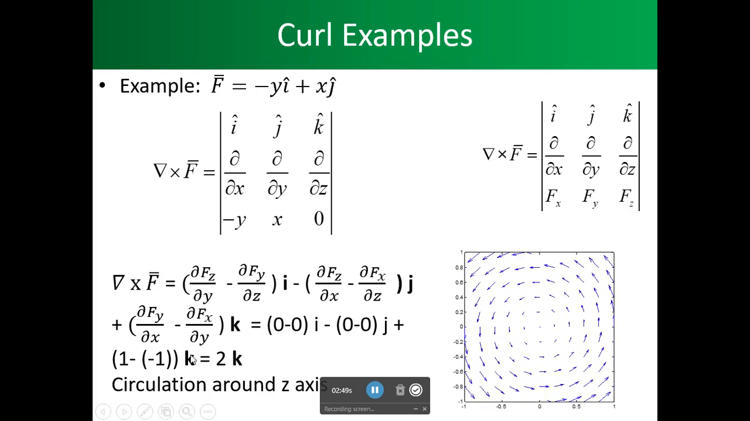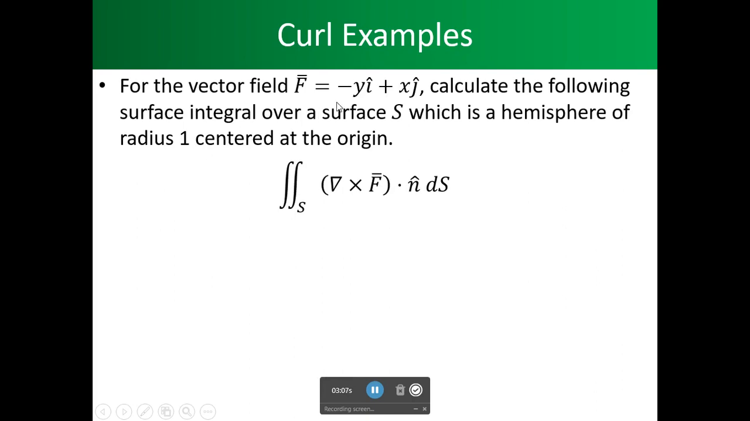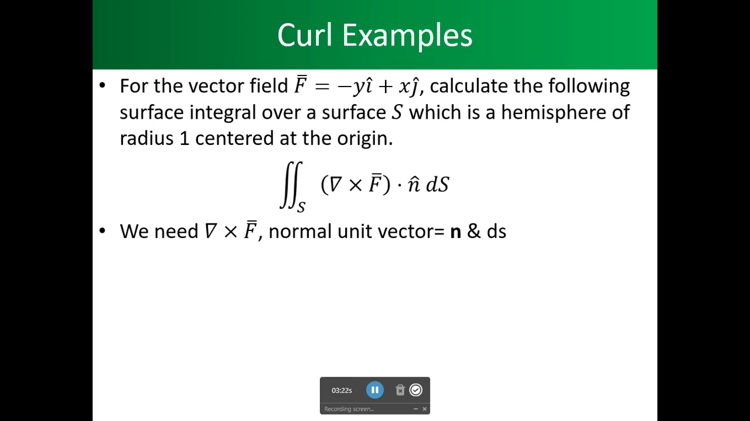So notice here, this time, because it is not 0, it circulates around the z-axis. So it can help you to see where things are coming from and where they're going. Okay, so now we're going to continue this. For this vector that we just solved, calculate the following surface integral over a surface S, which is a hemisphere of a radius of 1, centered at the origin.